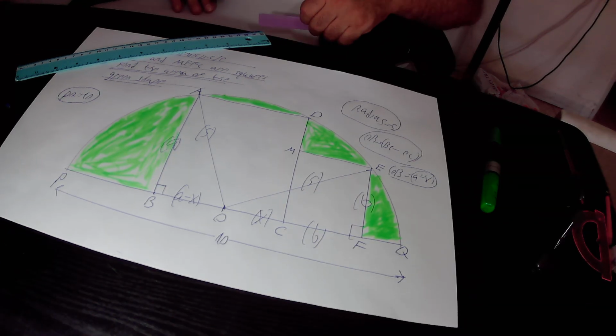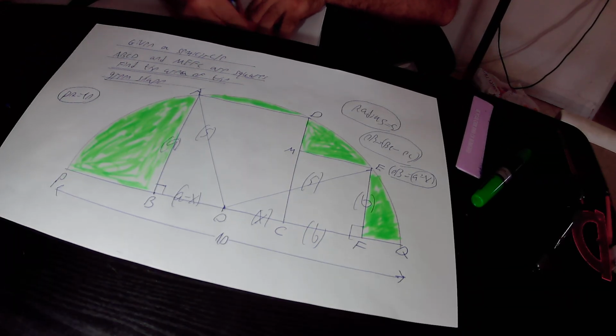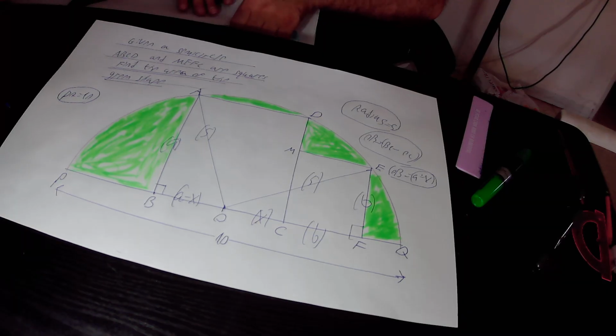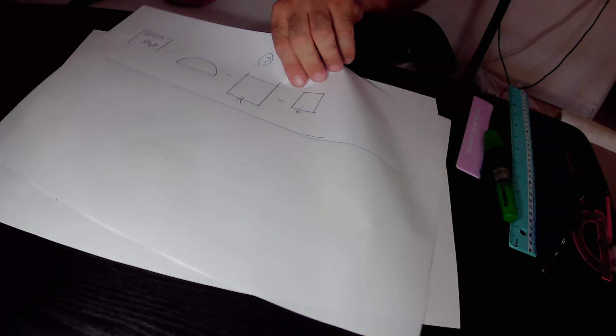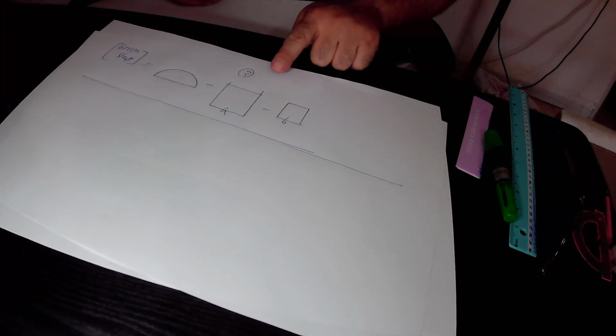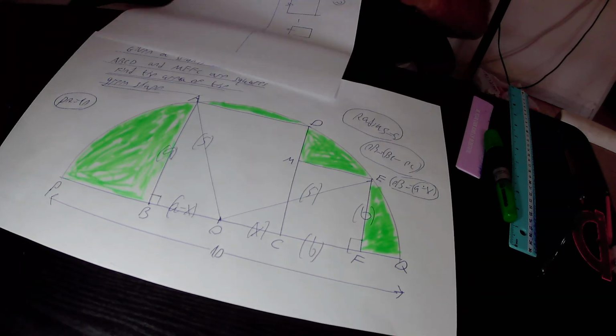So again, we should find out that the area of the green shape in total is equal to the area of the semicircle minus the area of the big square minus the area of the small square. So what is the area of the semicircle?